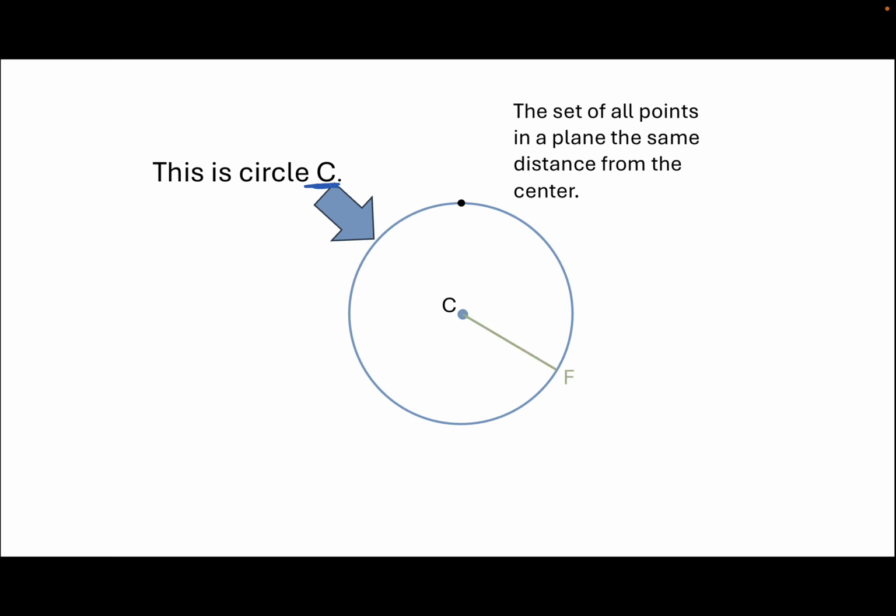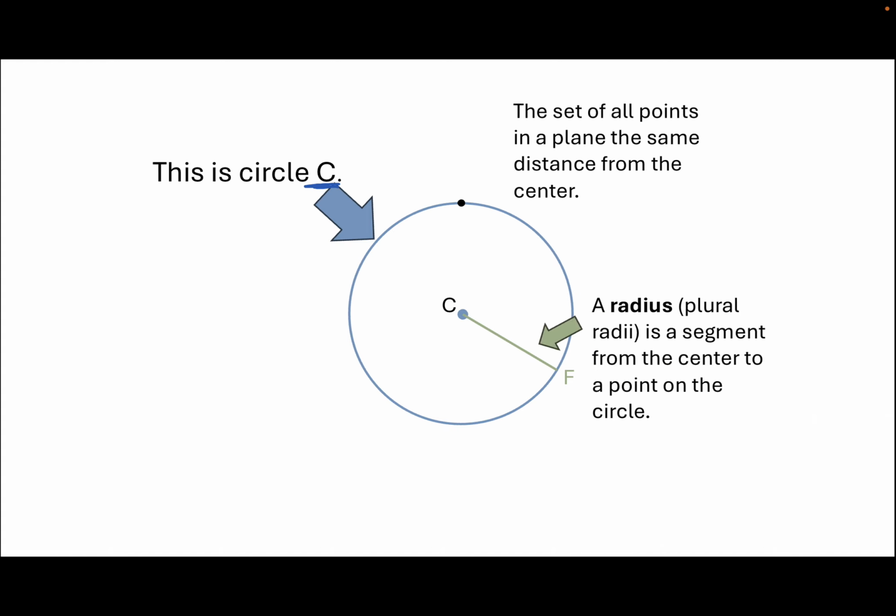Then we need to put another point on the circle, and this point F is on the circle where C is the center. The segment that connects the center to a point on a circle is called a radius. The plural for cactus is cacti. The plural for radius is radii. So if I ask you to find the radius of a circle, you're going to list one of them. But if I ask you to find all the radii of the circle, you need to list them all. So segment CF is a radius of this circle.